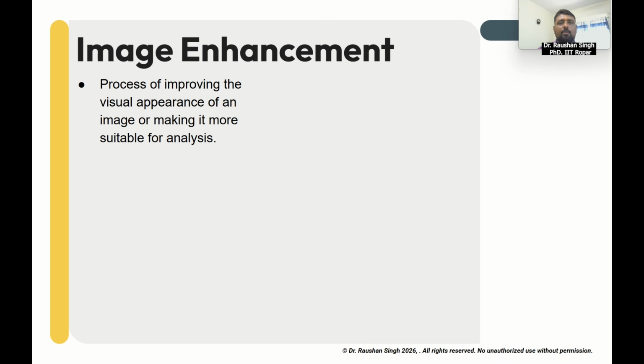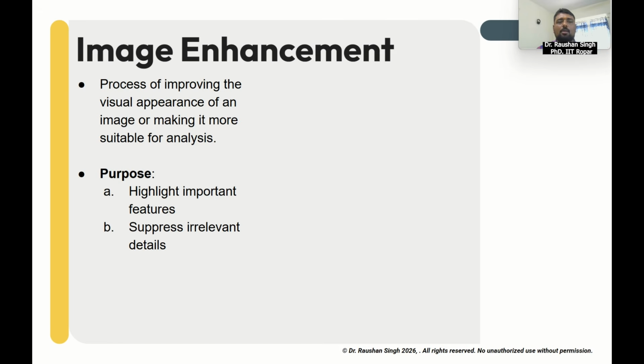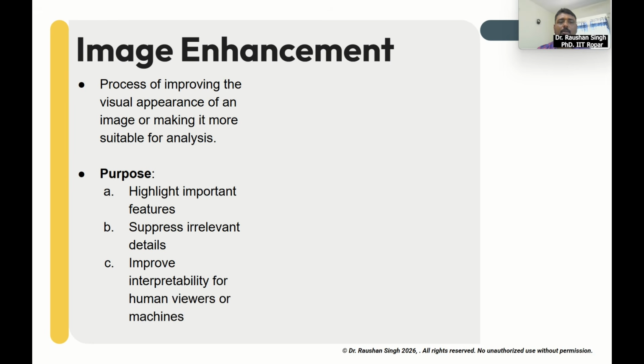So officially the definition is: the process of improving the visual appearance of an image or making it more suitable for analysis is your image enhancement. So what is the main purpose? The main purposes are, first, to highlight the important features. Second, to suppress the irrelevant details. Third, to improve the interpretability for human viewers and machines. They will be able to understand it better.